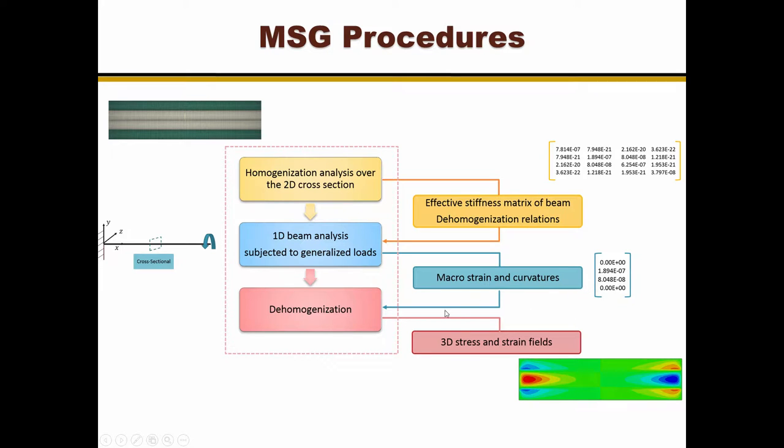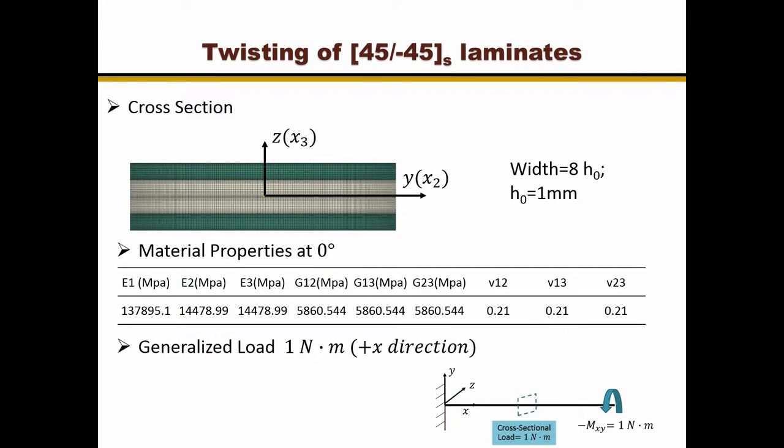Lastly, the beam strain at any specific position along X can be used for MSG to carry out a dehomogenization analysis and to predict the 3D stress, strain, and displacement fields. Both the homogenization analysis and the dehomogenization analysis are carried out by SwiftComp.